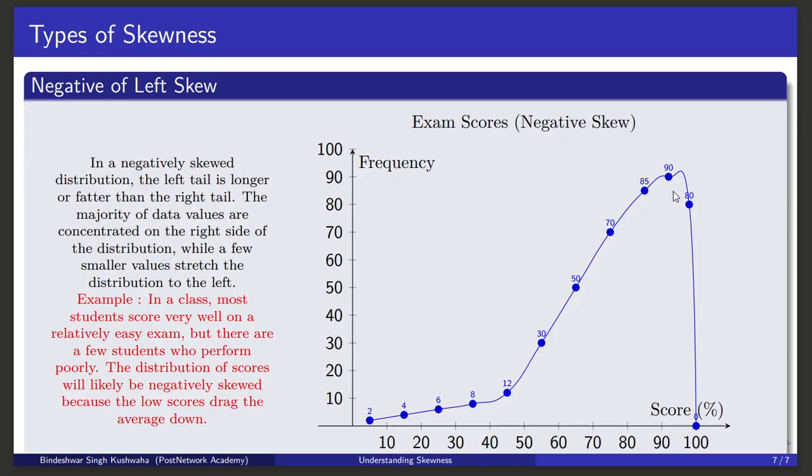Now, why does skewness matter? Understanding skewness helps data scientists and analysts identify biases and make informed decisions about the underlying data.